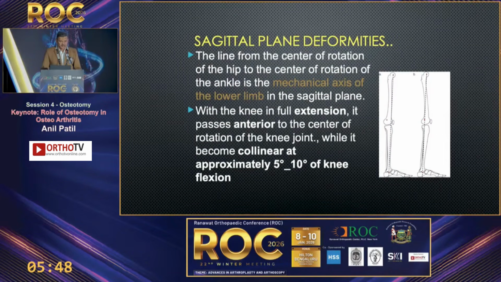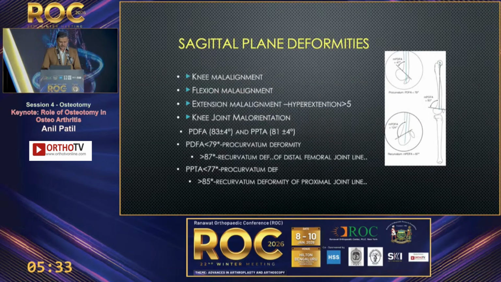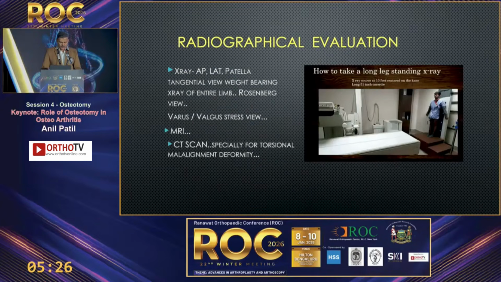It is very important that sagittal plane deformity is also addressed. Normally the axis goes anterior to the knee joint in an extended knee, whereas in 5 to 10 degrees of flexion it goes through the center. The sagittal plane correction addresses the recurvatum and procurvatum deformity of the knee joint.